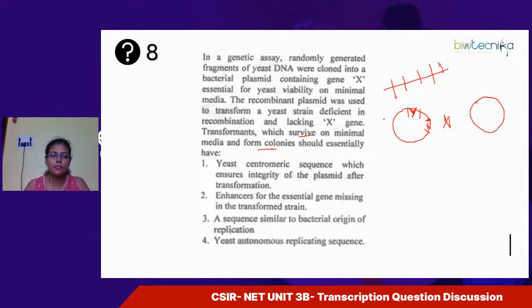Just recollect this fact. Just understand, the DNA of your yeast will have what? Some intronic sections, some exonic sections, some regulatory sections, promoter regions and all, right? So you are inserting a fragment into this plasmid. Which kind of fragment will help you to survive, will help this plasmid to replicate and form the colonies?